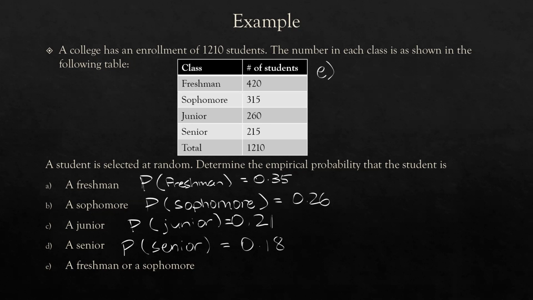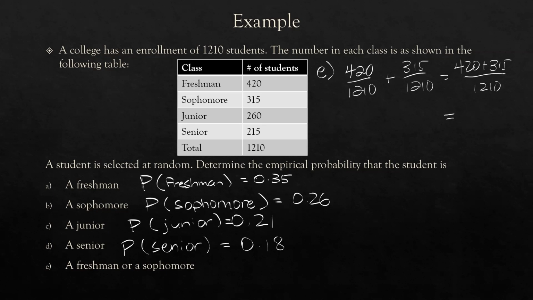Okay, in part E, we need to get the probability that the student is a freshman or a sophomore. And doing that, we're just going to take the number of freshmen and the number of sophomores and add them together and divide that by 1,210. So we're taking the probability of the student being a freshman and the probability that the student is a sophomore and adding those together. Notice that this is the same as 420 plus 315 all over 1,210, so it doesn't matter if you add them together first.